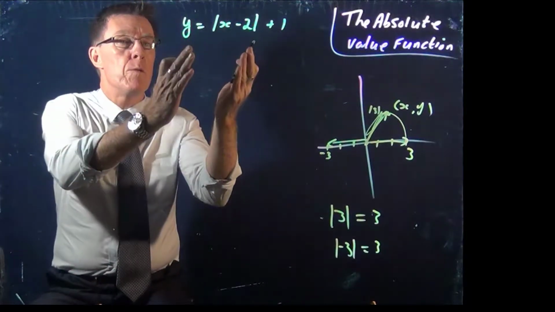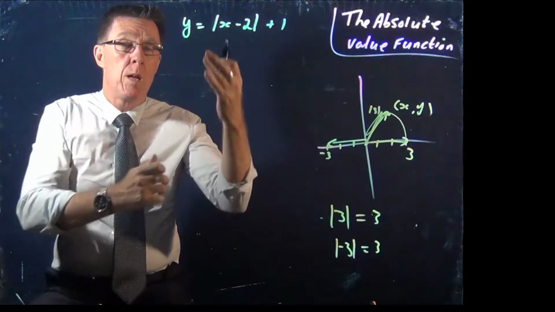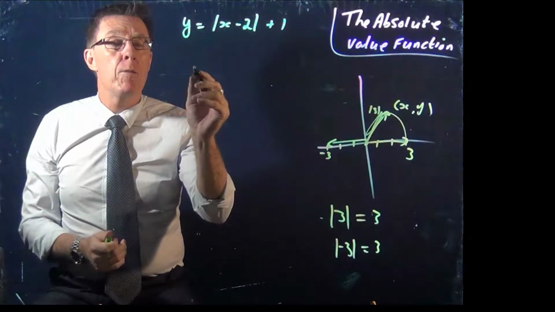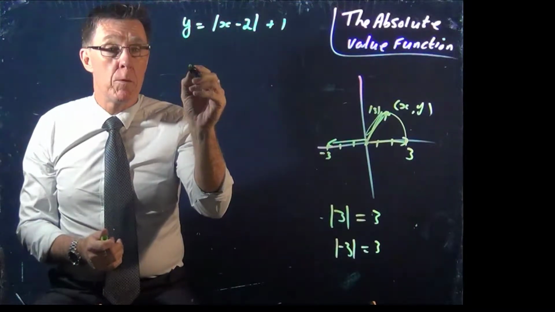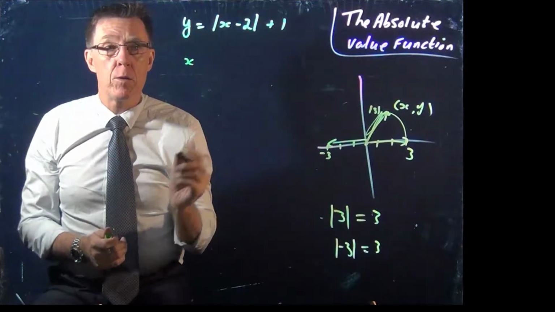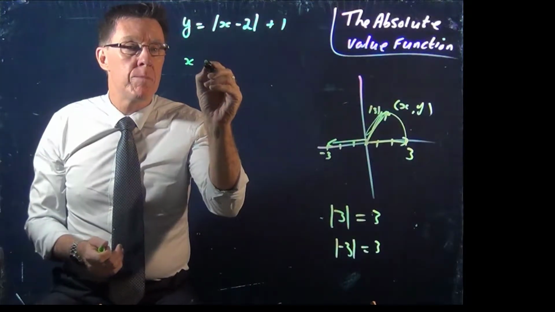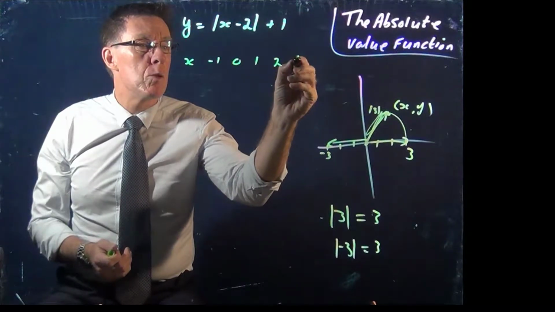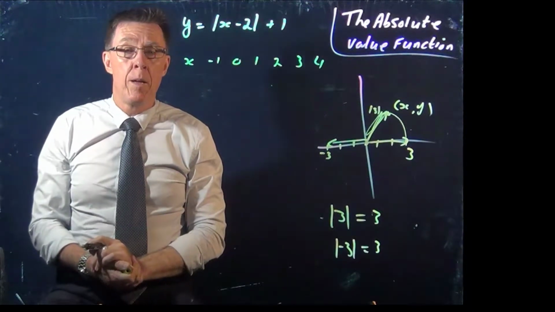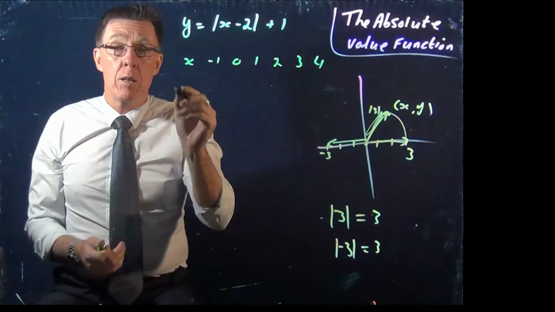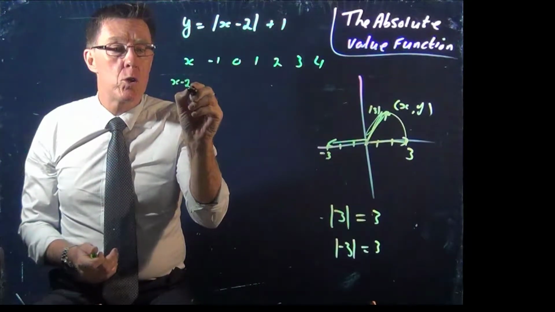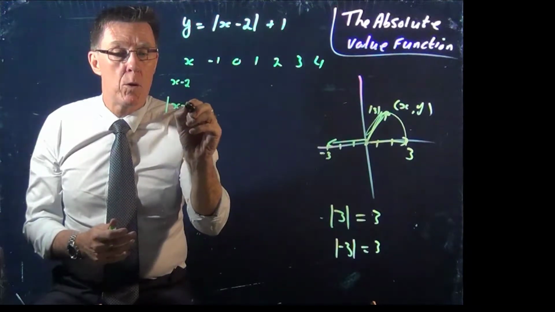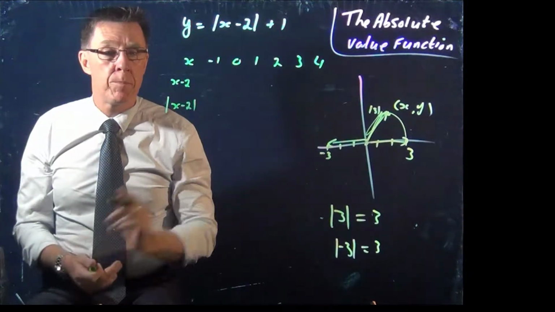Why is the absolute value of 2, x take away 2, plus 1? What does that even mean? So first of all, I'm going to do up a table of values. I'm going to choose some values of x to look at, like -1, 0, +1, +2, +3, +4. For each of those values of x, I'm going to investigate what x minus 2 will look like, and what the absolute value of x minus 2 is going to look like.